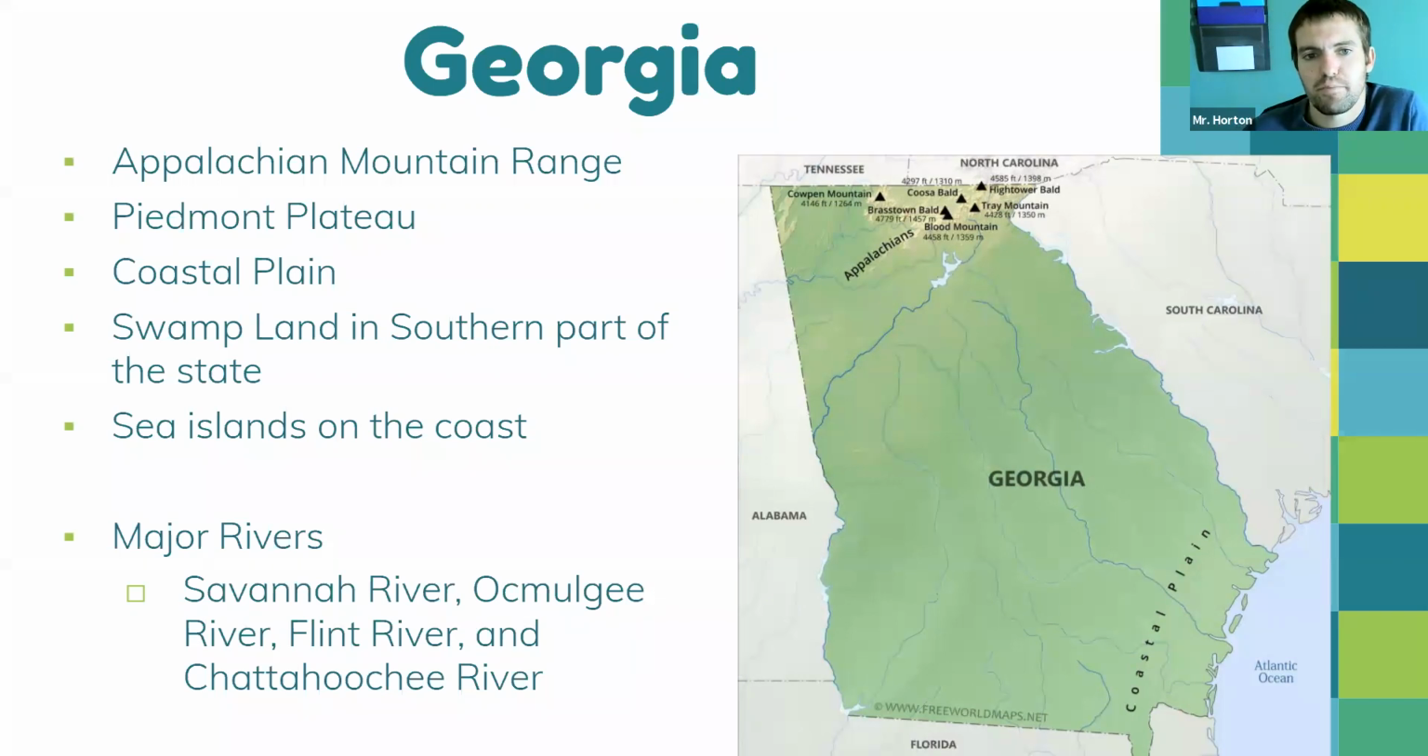So Georgia, the Appalachian Mountain Range is what we wrote down for that one. Georgia is part of the Appalachian Mountain Range.